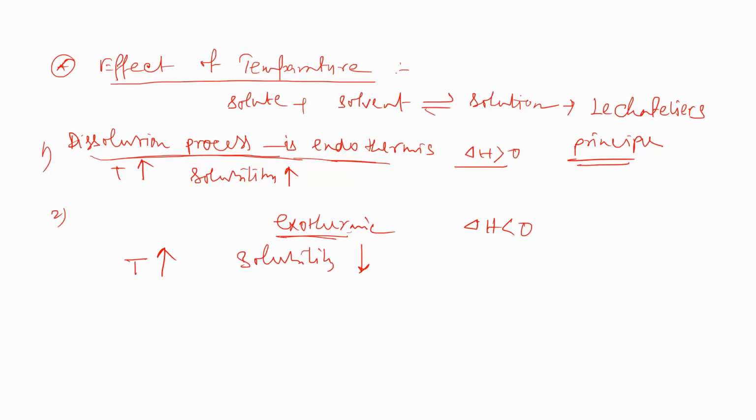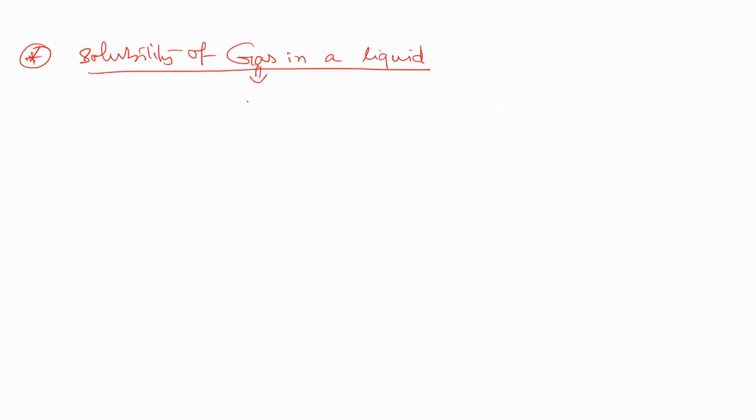So these are the two effects of temperature. But if I talk about the effect of pressure, there will actually be no effect, because pressure affects the solubility of a gas in a liquid. When we are talking about the solubility of a solid in a liquid, there will be no effect of pressure. Next, we will discuss the solubility of a gas in a liquid, where the liquid is the solvent.